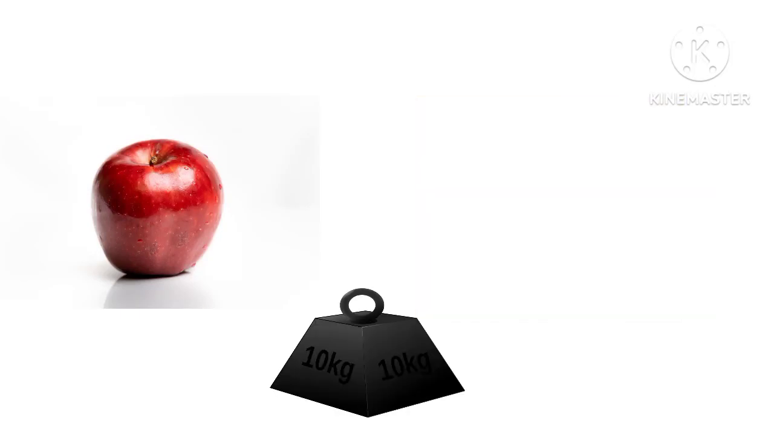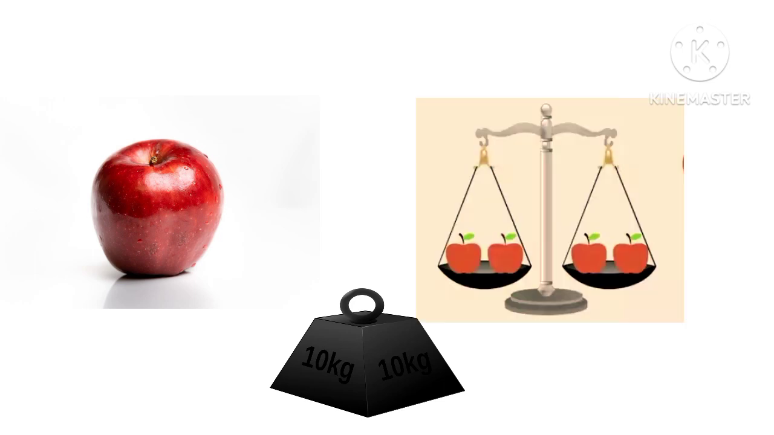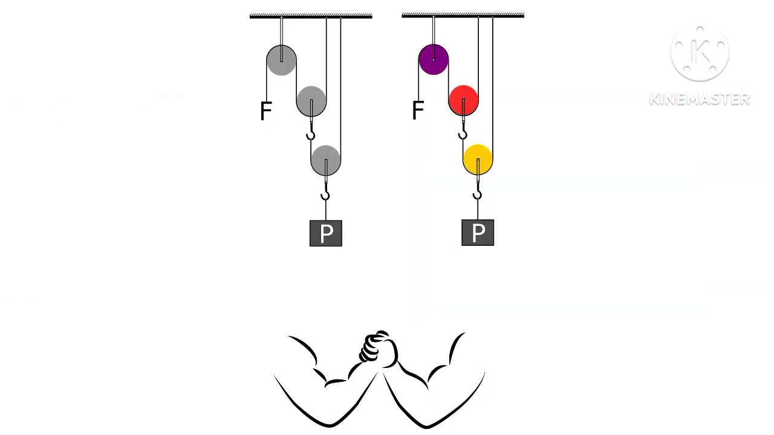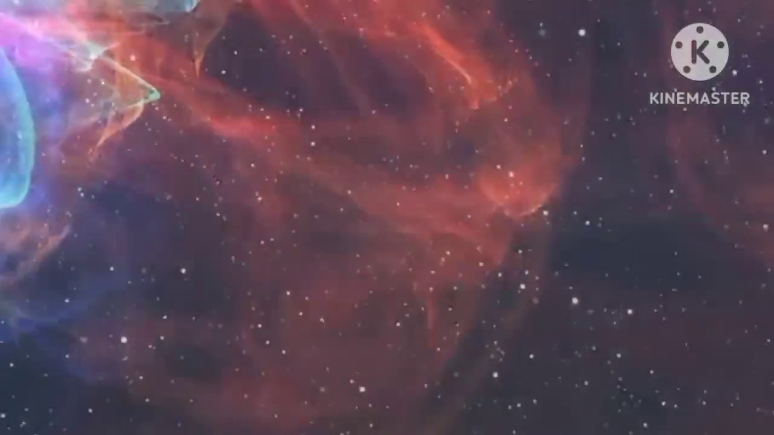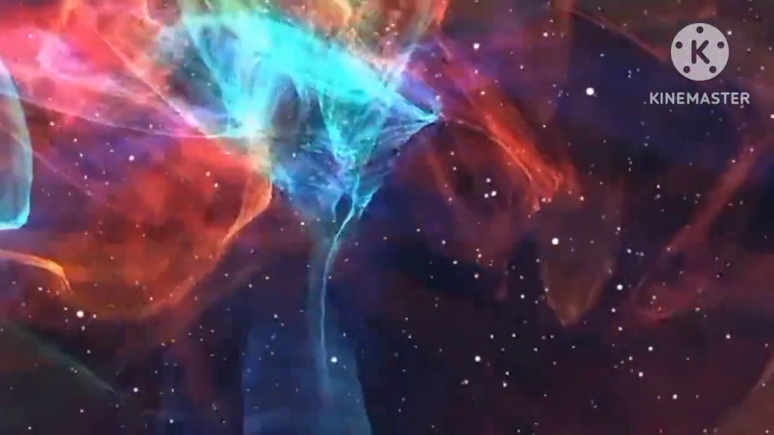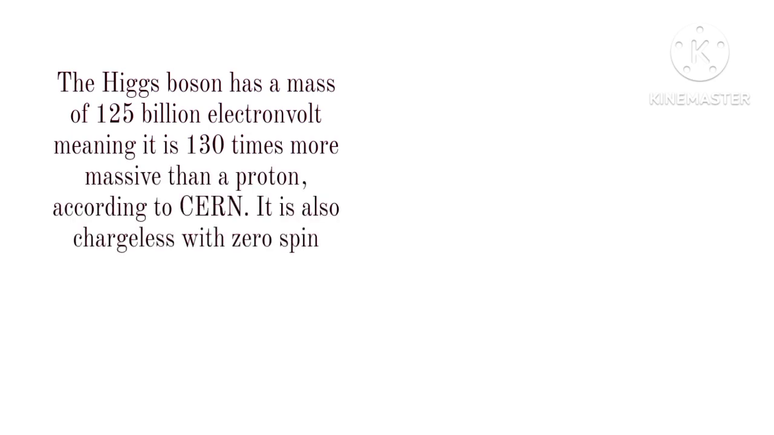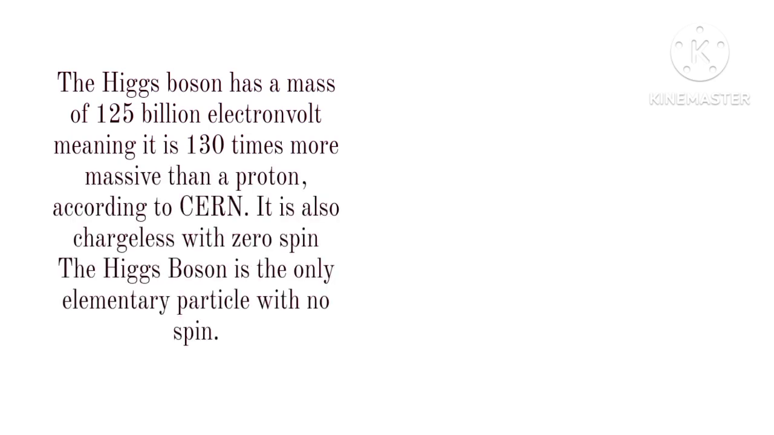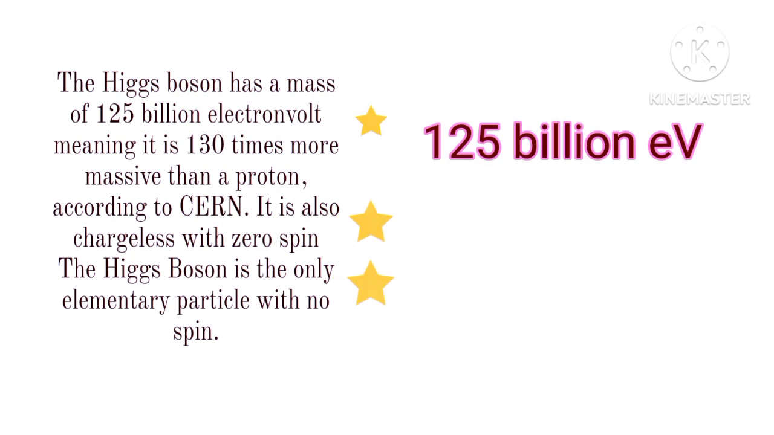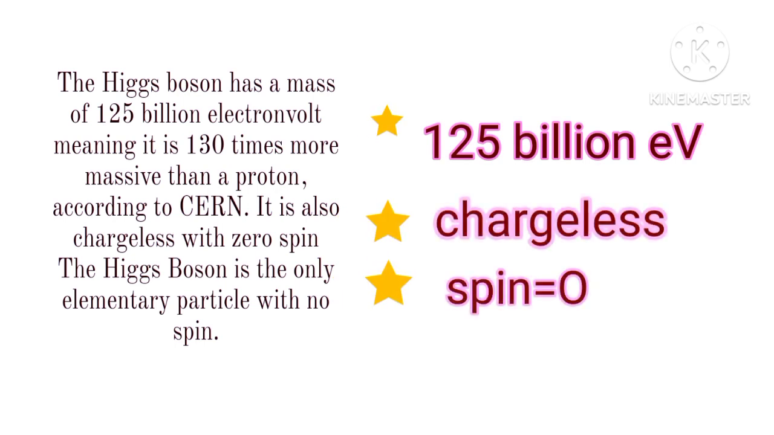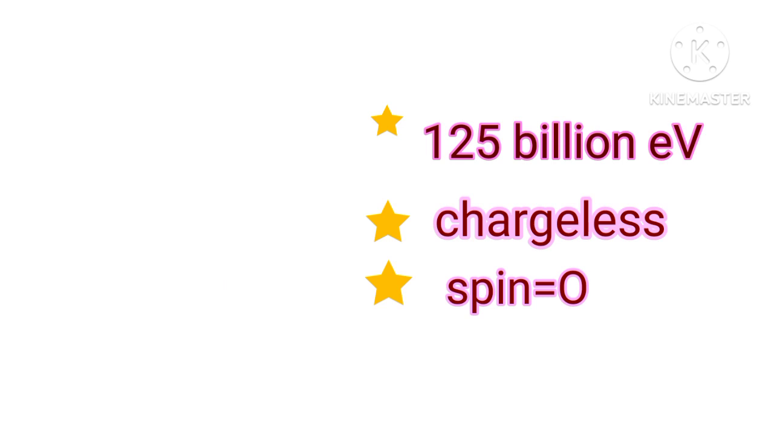One of the most basic properties of matter is mass, a quantity that determines how much resistance an object offers when a force is applied to it. The Higgs boson is the fundamental force-carrying particle of the Higgs field, which is responsible for granting other particles their mass. The Higgs boson has a mass of 125 billion electronvolts, meaning it is 130 times more massive than a proton, according to CERN. It is also chargeless with zero spin.